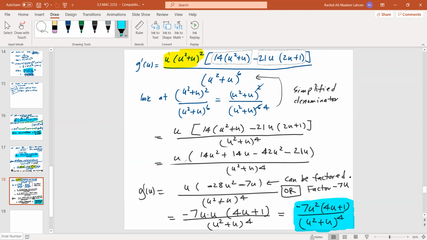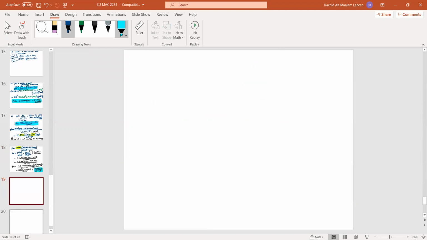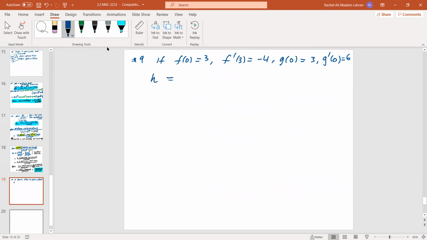All right, so we do one more and we'll finish this thing. Number 9, which is a unique example. It says if f of 0 is 3 and f prime of 3 is negative 4 and g of 0 is 3 and g prime of 0 is 6. And h is defined as a composition of f composed with g.